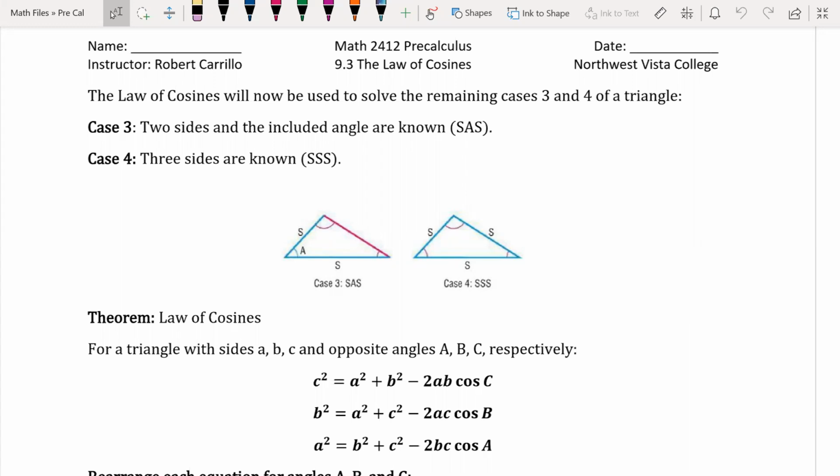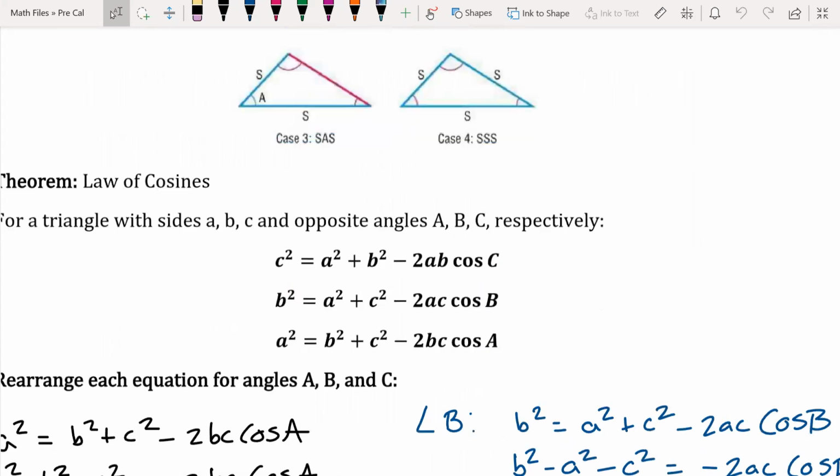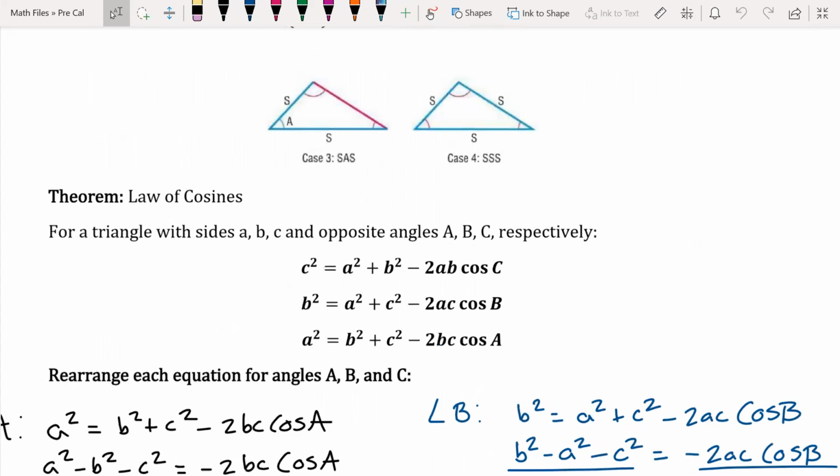Okay. Down here is the formula for the law of cosines. So for a triangle with sides A, B, and C and opposite angles A, B, C, respectively, we get that C squared is equal to A squared plus B squared minus 2AB cosine C. B squared is equal to A squared plus C squared minus 2AC cosine B. And A squared is equal to B squared plus C squared minus 2BC cosine A.